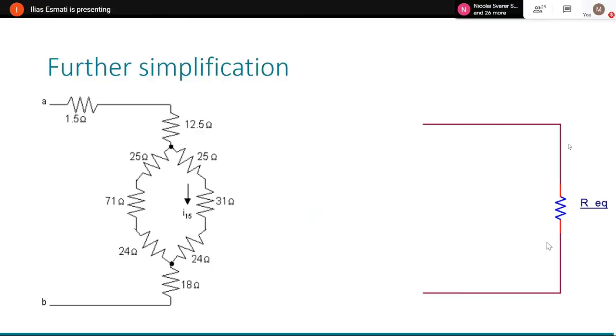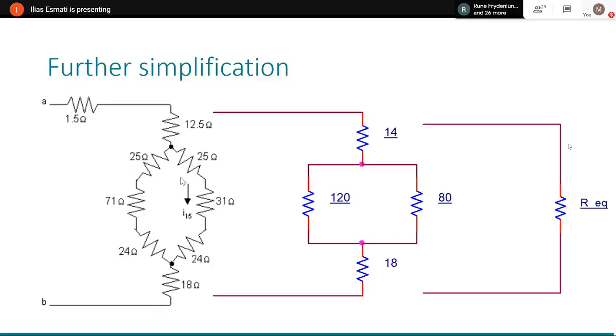So what does it mean? It looks kind of like this. Let's look at this. I have 1.5. I can now add it to this 12.5. That gives me 14. I have 18 ohms here. Then you can see that 25 is in series with 71, which is in series with 24. That gives me 120. 25, 31, and 24, sorry, they are in series. I can add them. It gives me 80. Look at the circuit. Got so much simplified. So happy. Now I have what? I have now two parallel configurations.